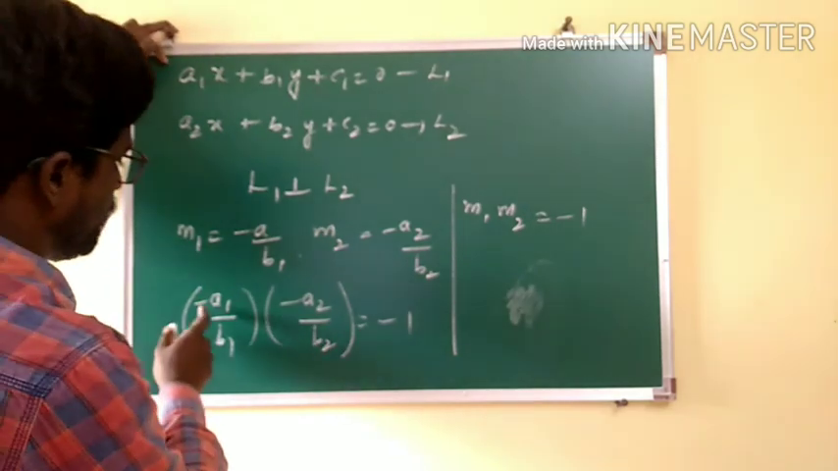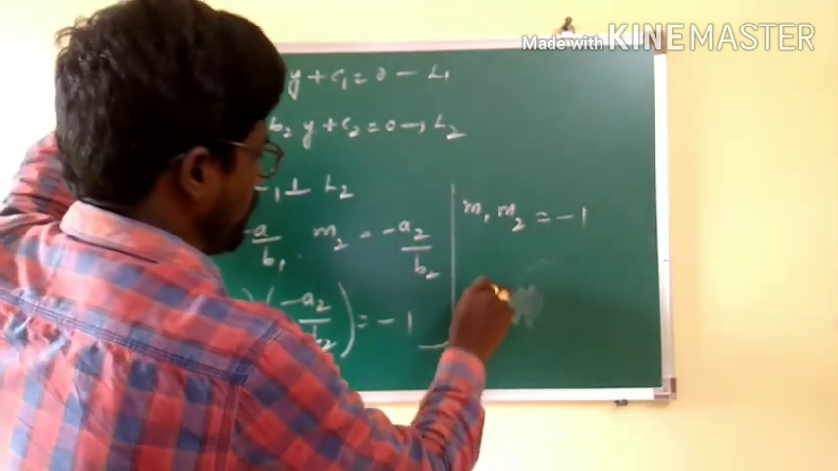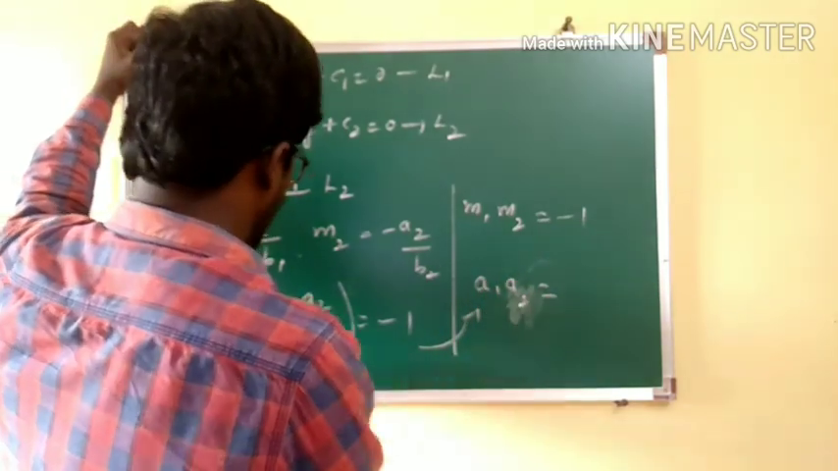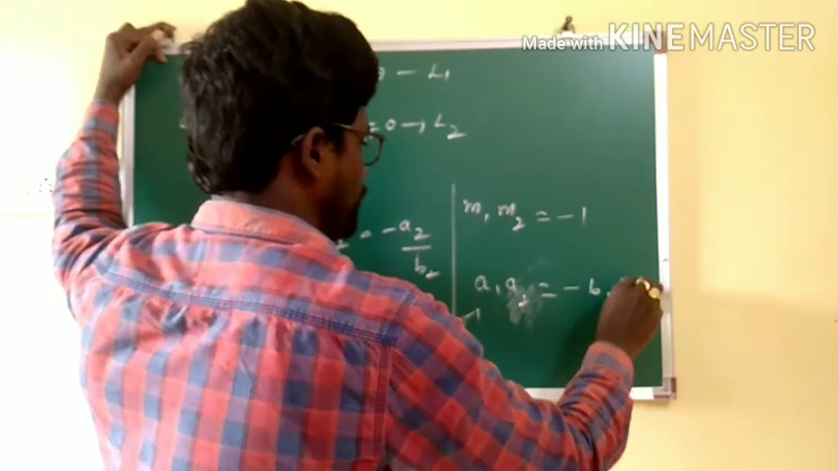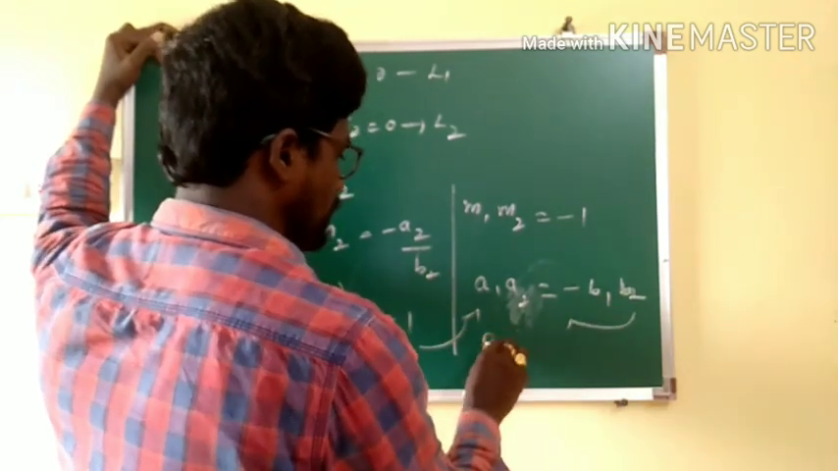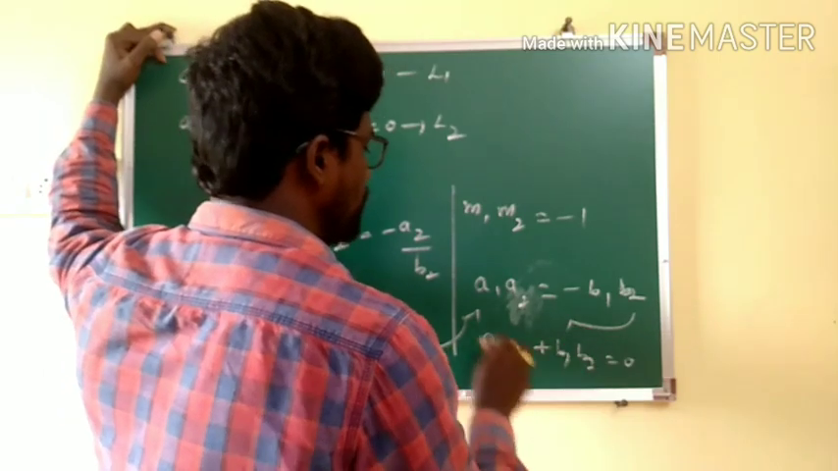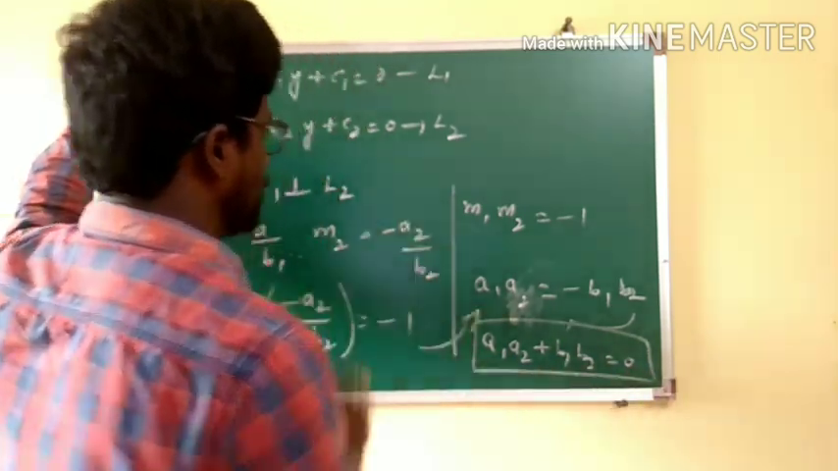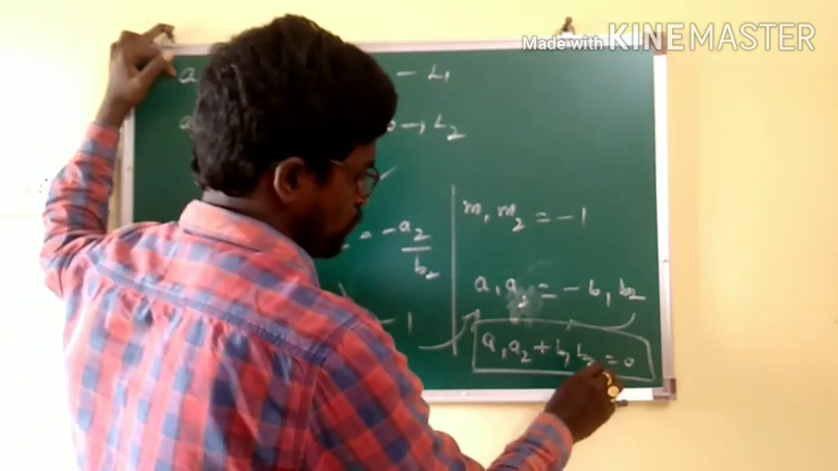Minus a1 into minus a2 becomes a1 a2 is equal to, on transposing to the other side, minus b1 b2. Transposing to the left side, you will get a1 a2 plus b1 b2 is equal to 0, which is the required condition if the two lines are perpendicular. This is the condition you are supposed to remember.